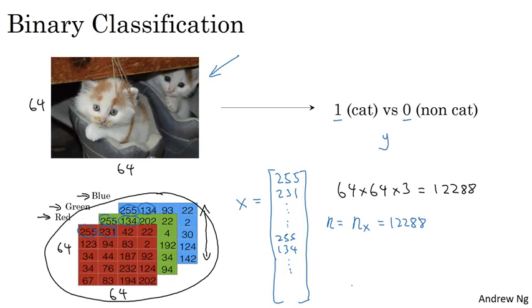So in binary classification, our goal is to learn a classifier that can input an image represented by its feature vector X and predict whether the corresponding label Y is 1 or 0.